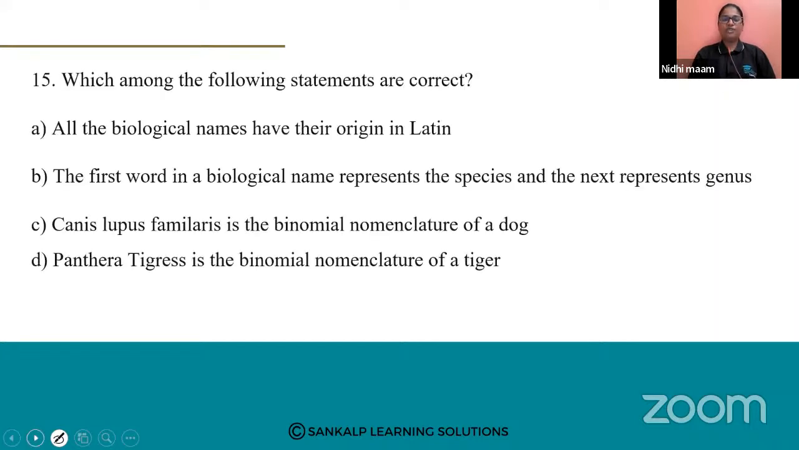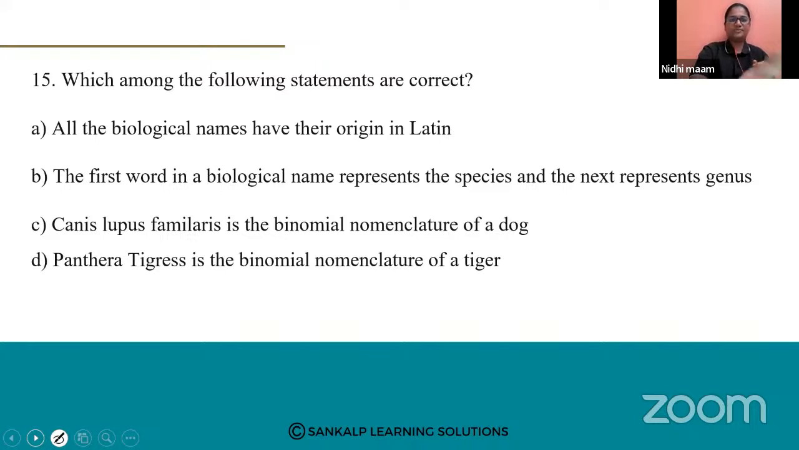Next question. Which among the following statements are correct? All the biological names have their origin in Latin. The first word in a biological name represents the species, next represents genus. Canis lupus familiaris is the binomial nomenclature of a dog. Panthera tigris is the binomial nomenclature of a tiger. Which among the following statements are correct?